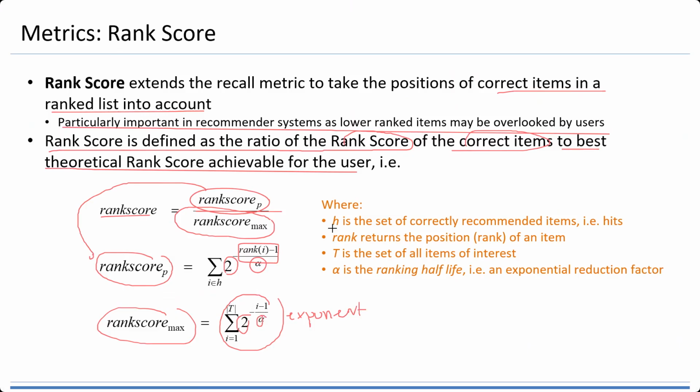Usually we call this hit. Hit is the set of correctly recommended items, rank returns the position, and T is the set of all items of interest, and alpha is the ranking half-life. The ranking half-life, usually we just set to 0.5. It is an exponential reduction factor.